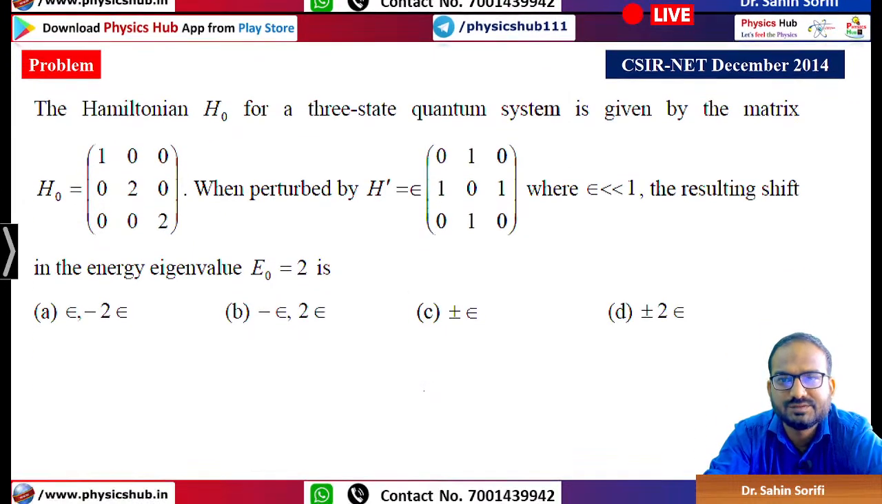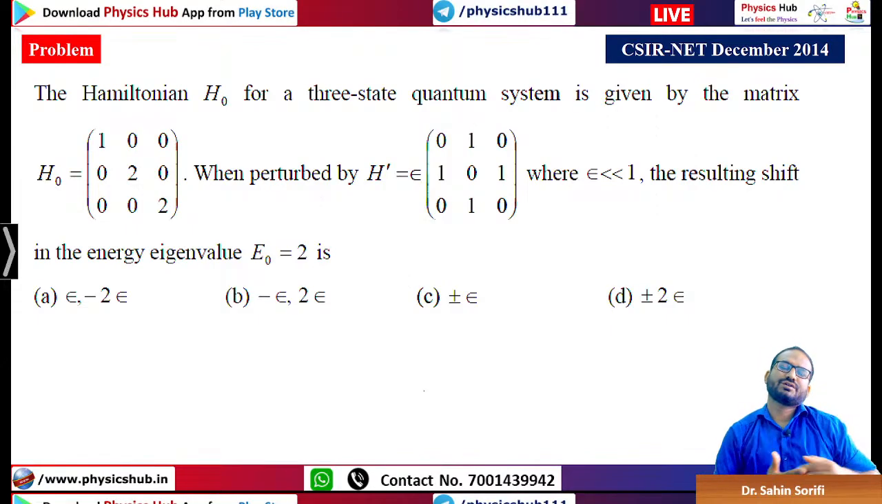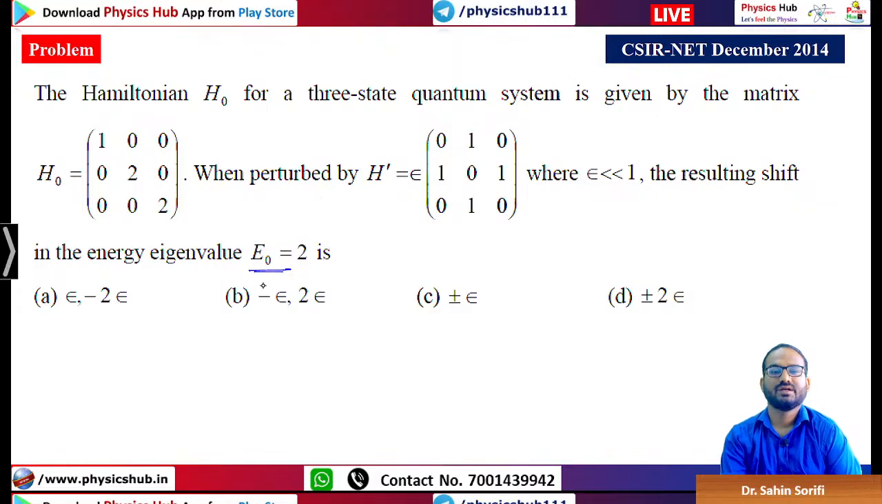This one came in December 2014. The Hamiltonian H naught for a three-state quantum system is given by the matrix H naught equal to this, when perturbed by H prime. The perturbation is itself given in the matrix form, epsilon times this. The resulting shift in the energy eigenvalue of E naught equals 2. You see, it is quite straightforward.